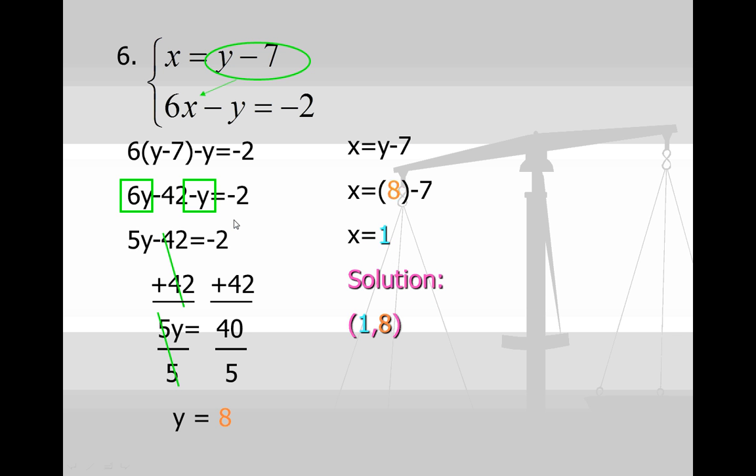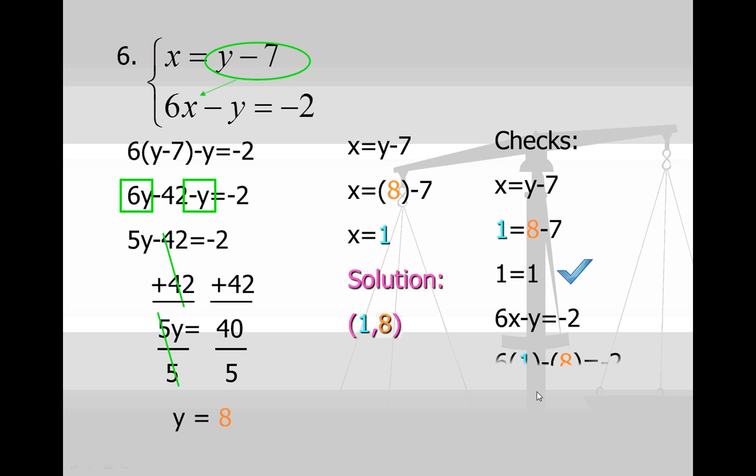So now go back in and go up here to your equation, substitute 1 in for x, 8 in for y, and see if you got it right. So there's the first one, and it checks. Then you'll go and check the second one. Substitute in for x and y, and it works. So that means that you got the correct solution if you got (1, 8).